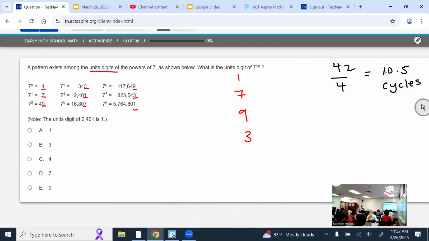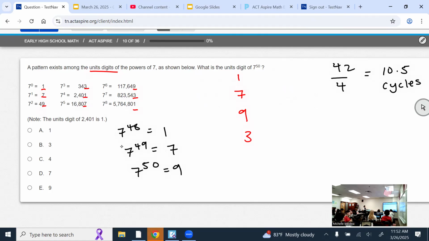10 cycles, 10 times 4 is what? 40. 40 plus 8 is 48. So 7 to the power of 48, I believe, ends in a units digit of 1. So then 7 to the power of 49 would end in a units digit of 7. And 7 to the power of 50 would end in a units digit of 9.